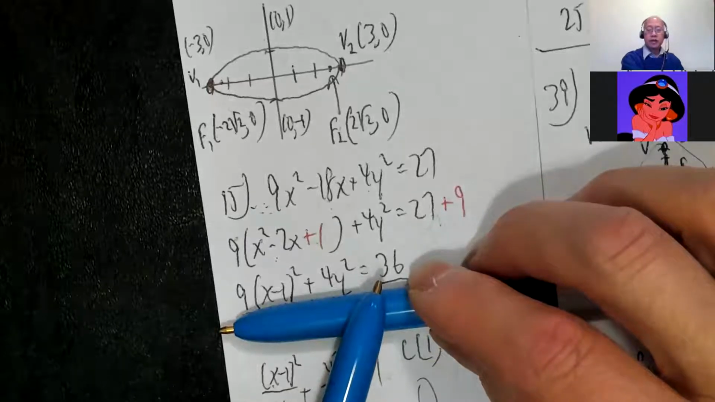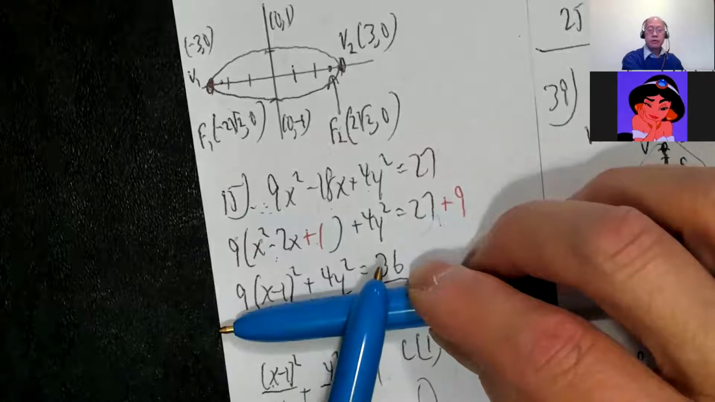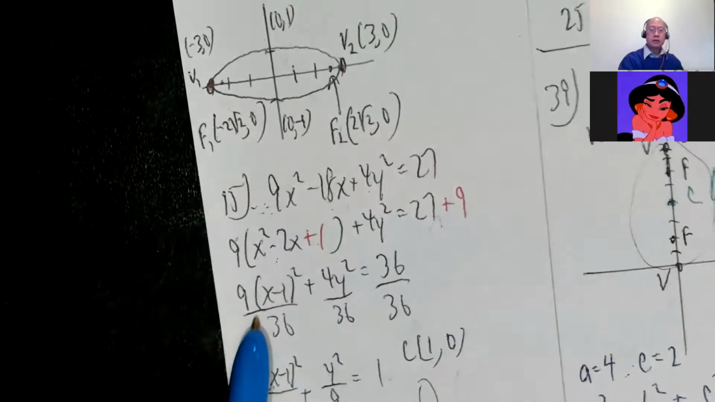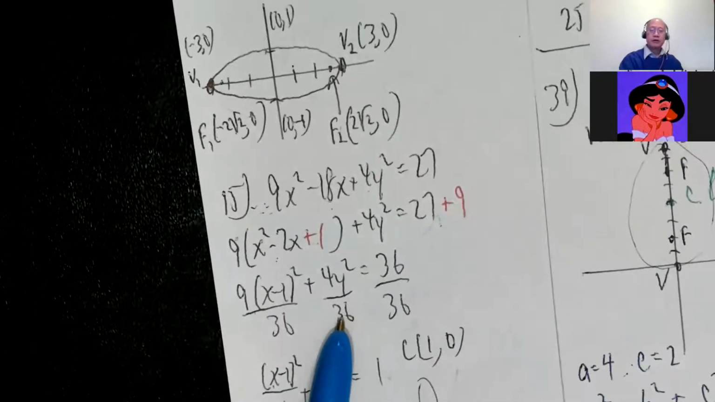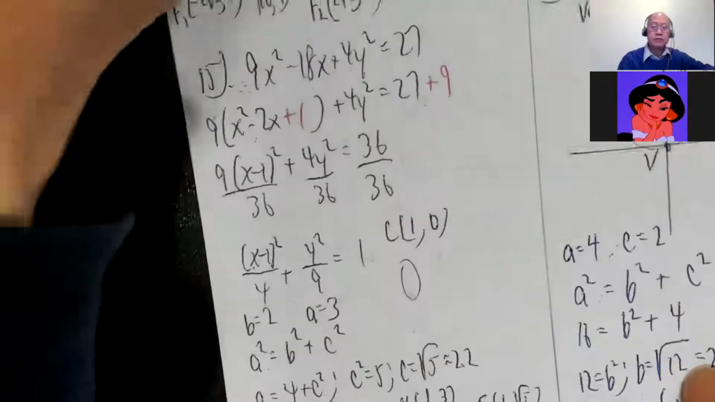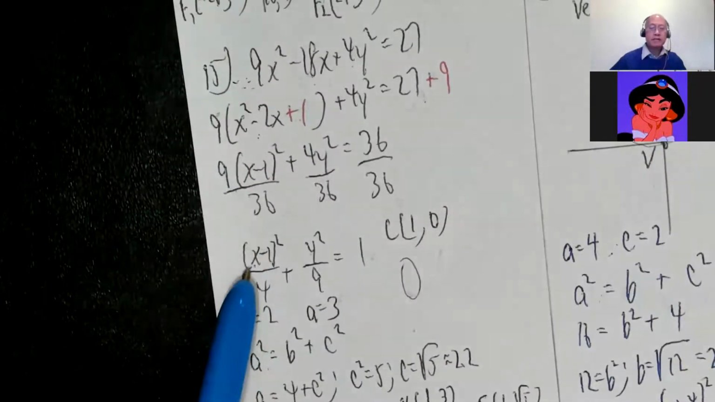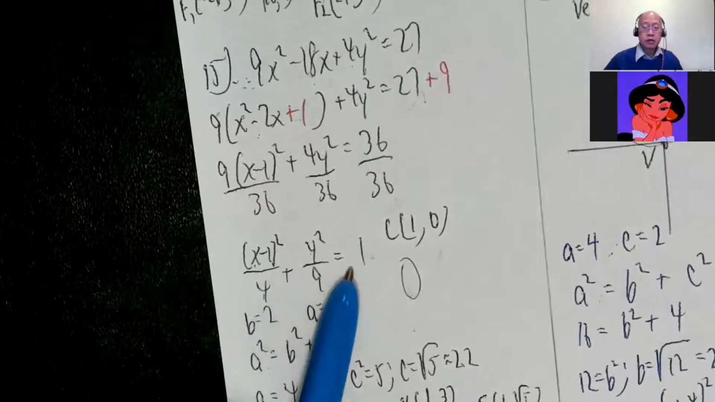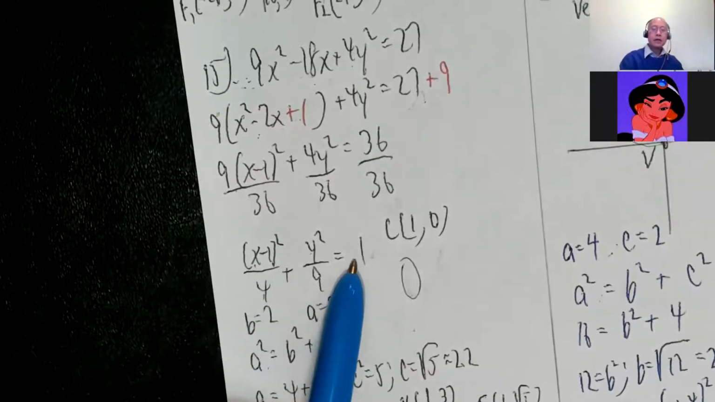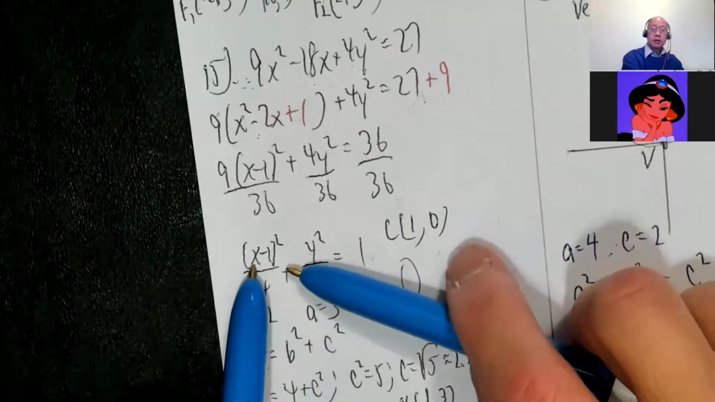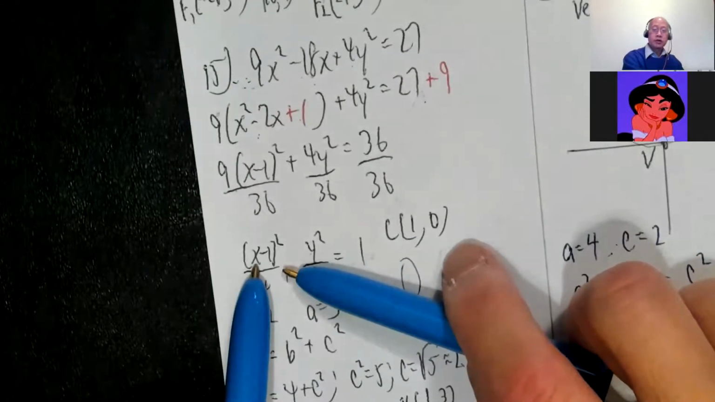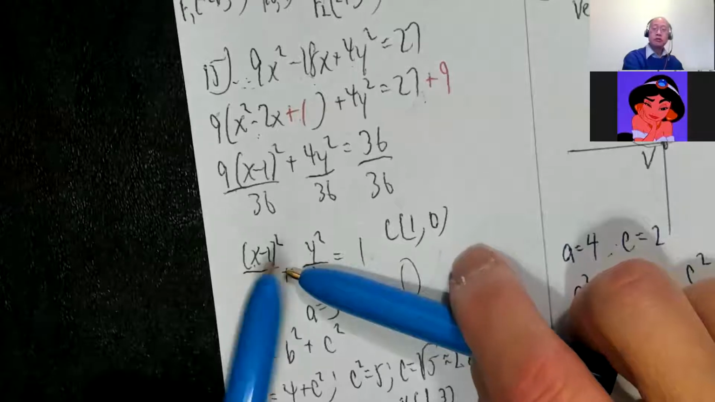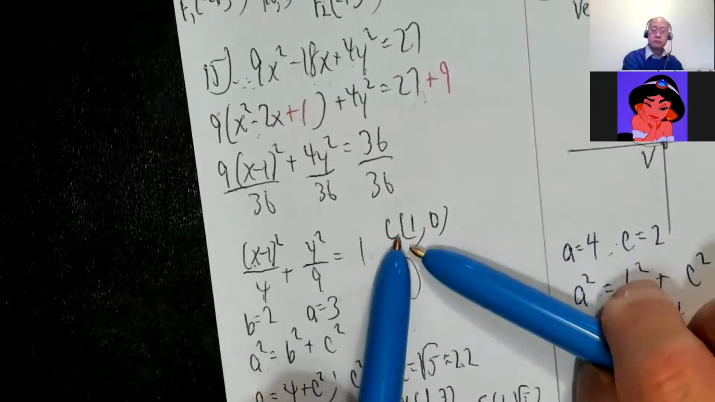The standard form for the ellipse, I'm supposed to have a 1. So I divide both sides by 36. Divide that by 36, divide that by 36, divide that by 36. So that gives me x minus 1 squared over 4 plus y squared over 9 equals 1. Okay, so this is a shift of 1 unit to the right. So my center is not 0, 0. My center is 1, 0.